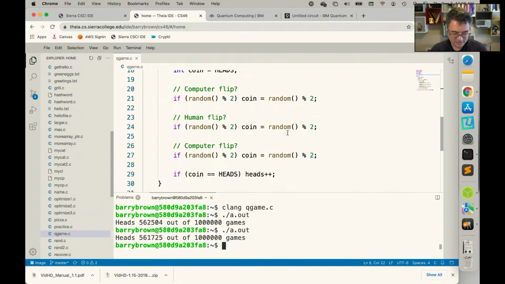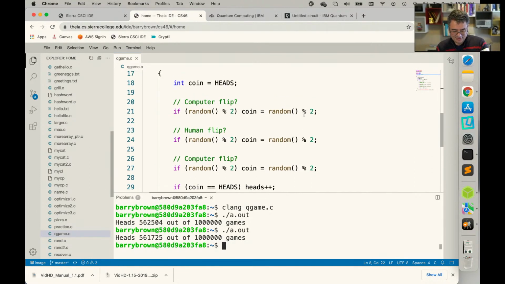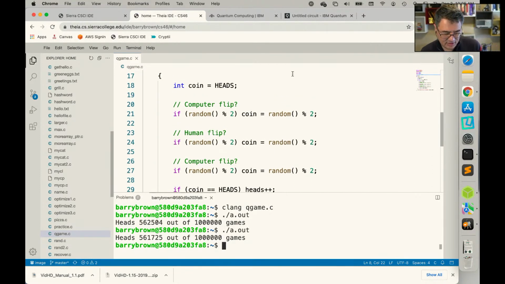Okay, so that's how we could simulate the coin flip game in a computer program. And we can see it's close enough to 50-50. And you probably saw in the video, she kind of glossed over the fact that the computer actually won 56% of the time. But now we can run this program on a quantum computer.